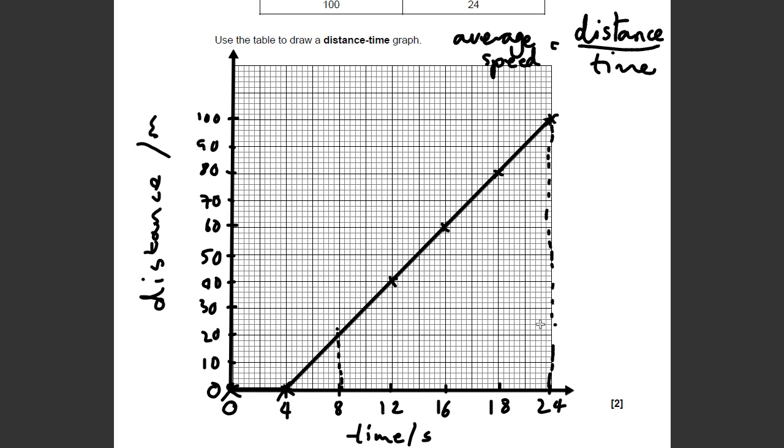Okay, he has gone 80 meters in 24 take away 8, which is 16 seconds. So 80 divided by 16 is 5. The answer should have been 5 with a unit on the end, please, meters per second. Only 1 mark for that though, so you need to be able to do that skill pretty fast.